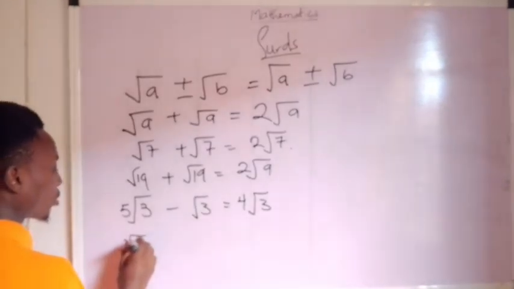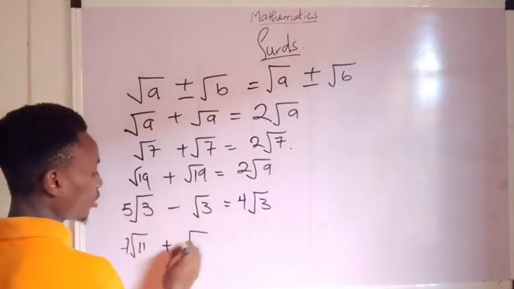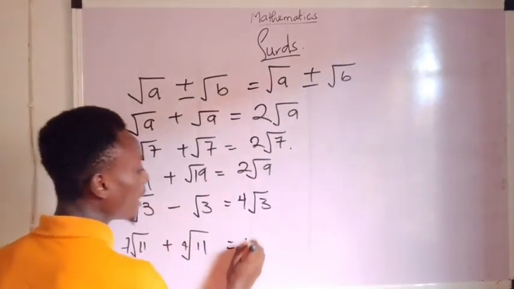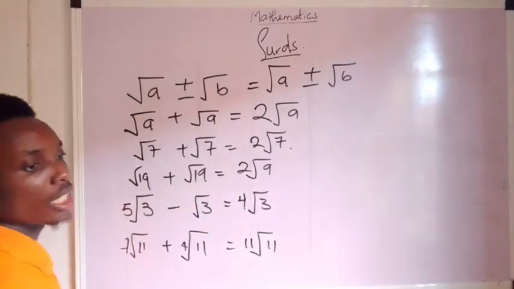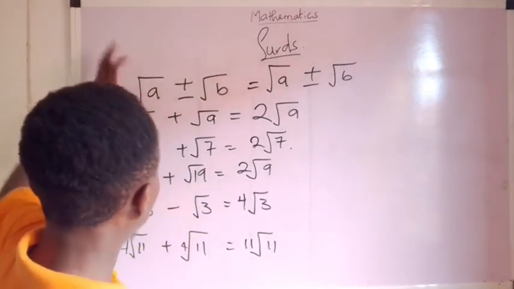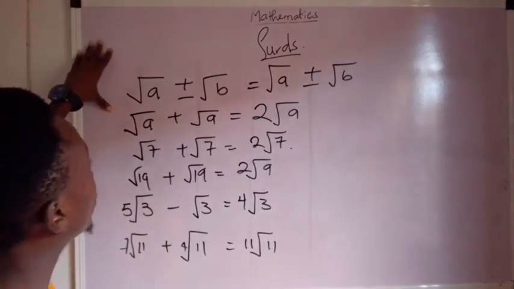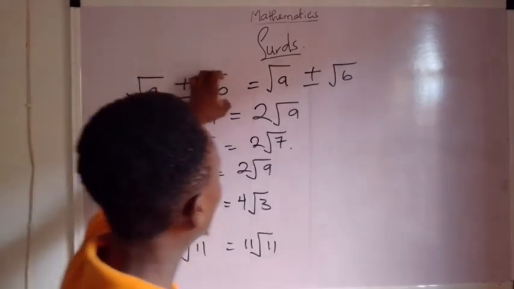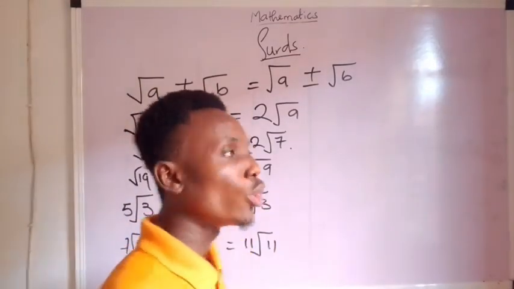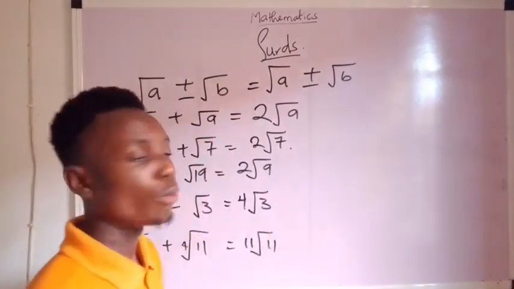7 root 11 plus 4 root 11. They give us what? 11 root 11. Now this one has an invisible coefficient of 1 behind it. Always make sure you take note of these operations. So the way addition works for surds is also the same way subtraction works for surds. If they don't have the same surd value, they cannot be added together and they cannot also be subtracted from each other.